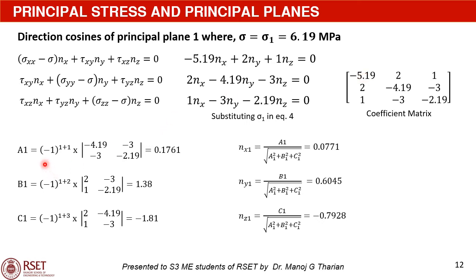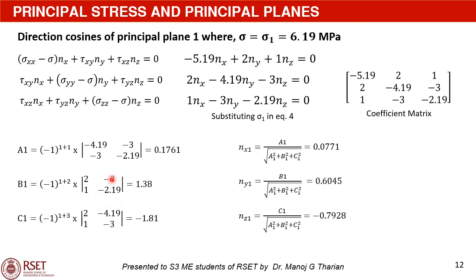Now applying the same for finding the cofactor of the second element here, you will get b1 is equal to minus 1 whole raised to 1 plus 2. 1 is the row number for this particular element, 2 is the column number for this particular element, that is minus 1 whole raised to 1 plus 2 into the minor of this second element. That is, by removing this row and column, we will get the minor as [2, -3; 1, -2.19].